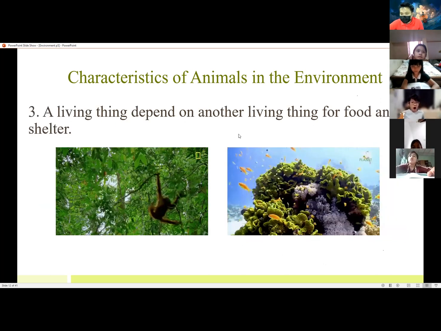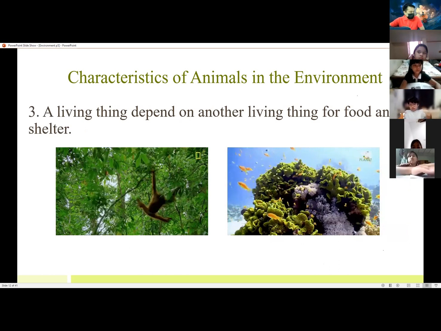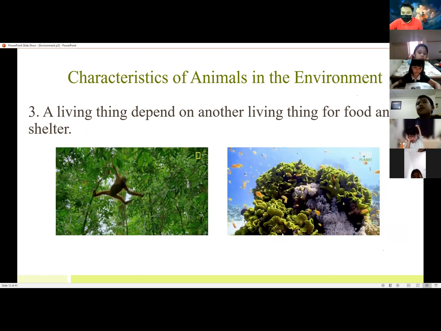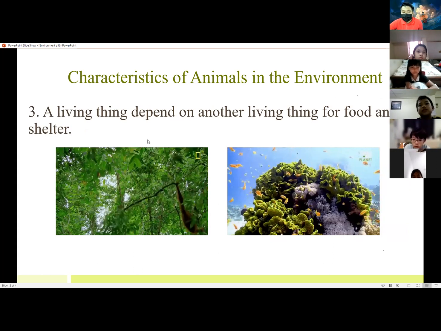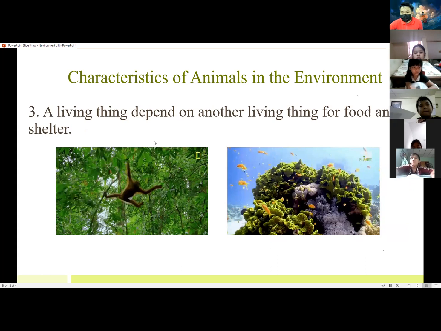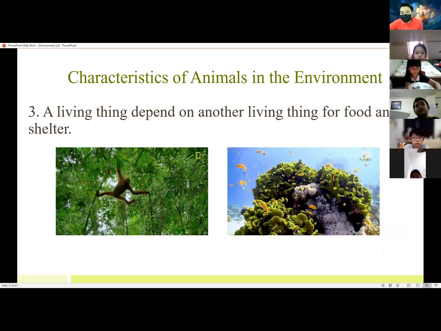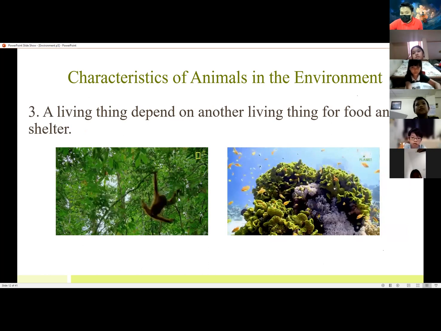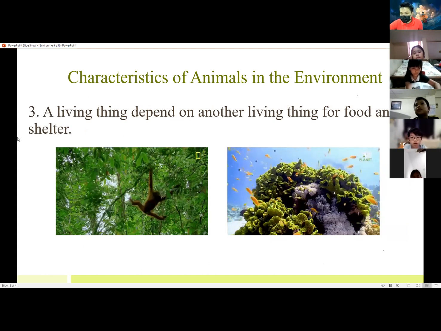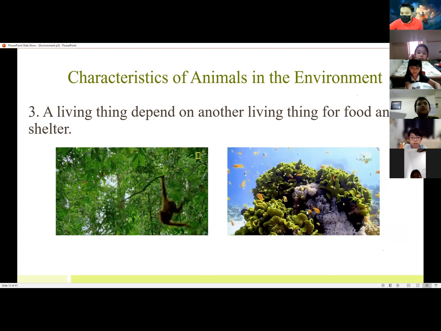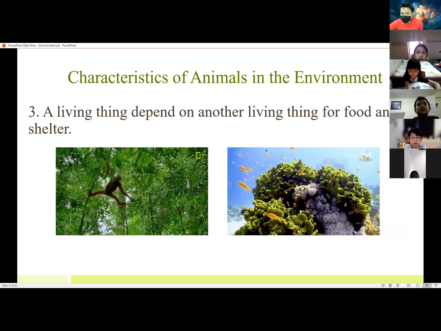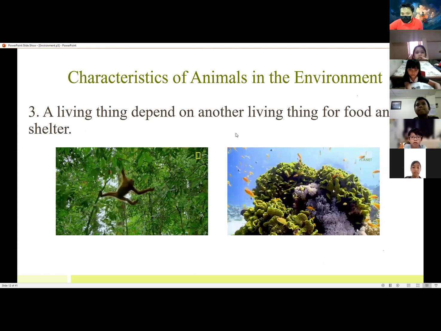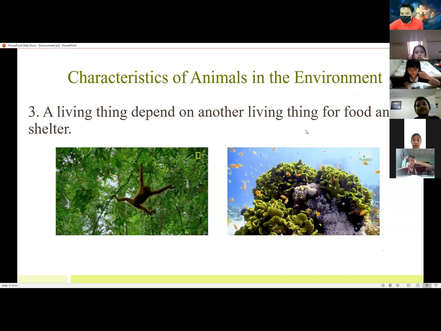Next, number 3. A living thing depends on another living thing for food and shelter. Okay, so a living thing depends on another living thing for food and shelter. Just like this monkey. The monkey is using the tree for shelter. Same here. The coral is used by the fish as their shelter, and they can get food here also.